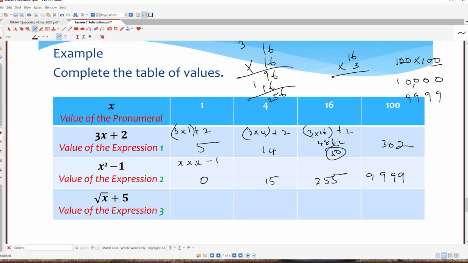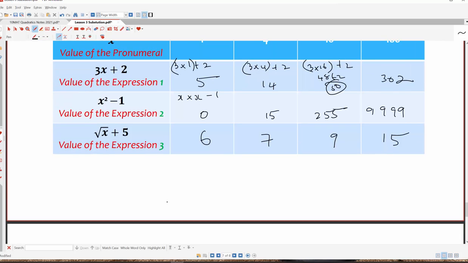So this one here is the square root of x plus 5. So the square root of 1 is 1. 1 plus 5 is 6. Square root of 4 is 2. 2 plus 5 is 7. Square root of 16 is 4. 4 plus 5 is 9. Square root of 100 is 10. 10 plus 5 is 15. So there is your table of values.